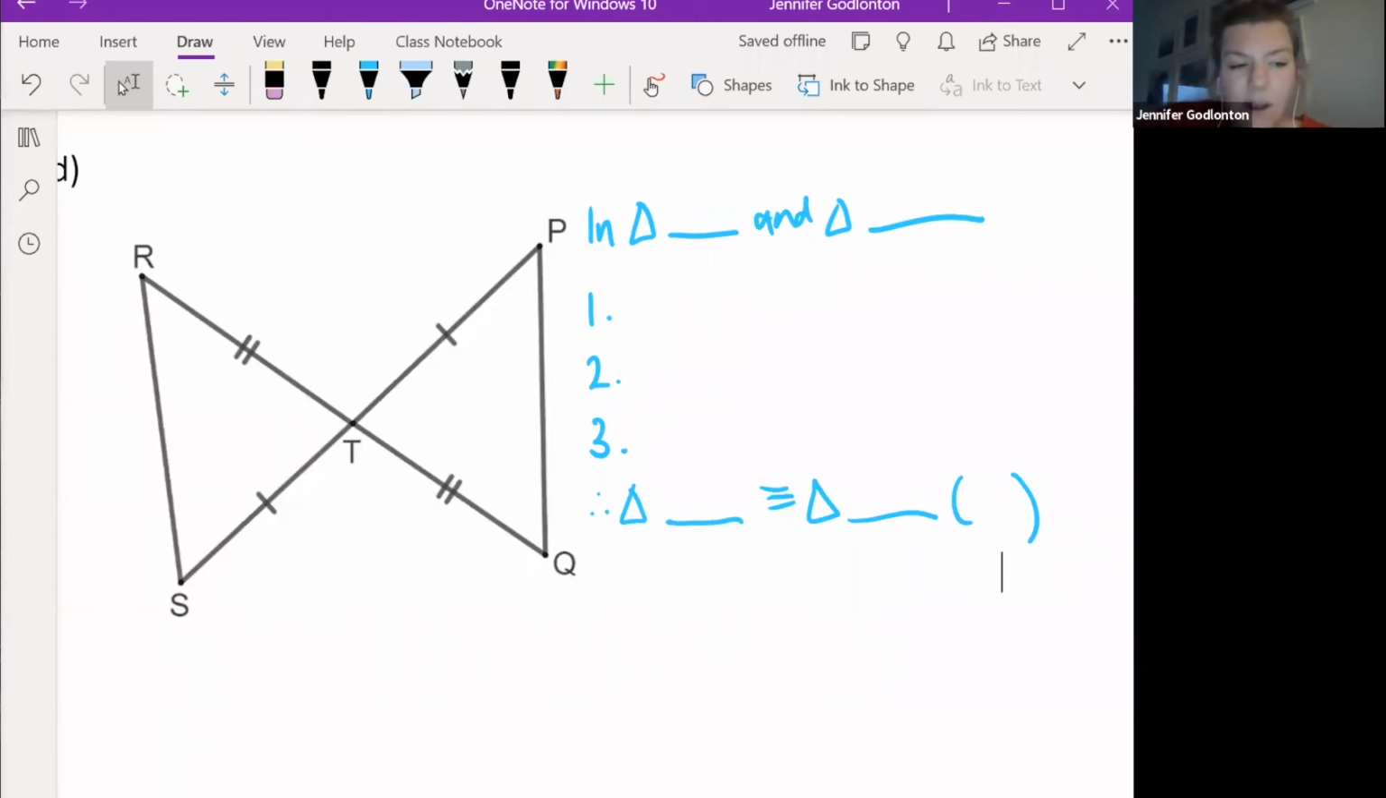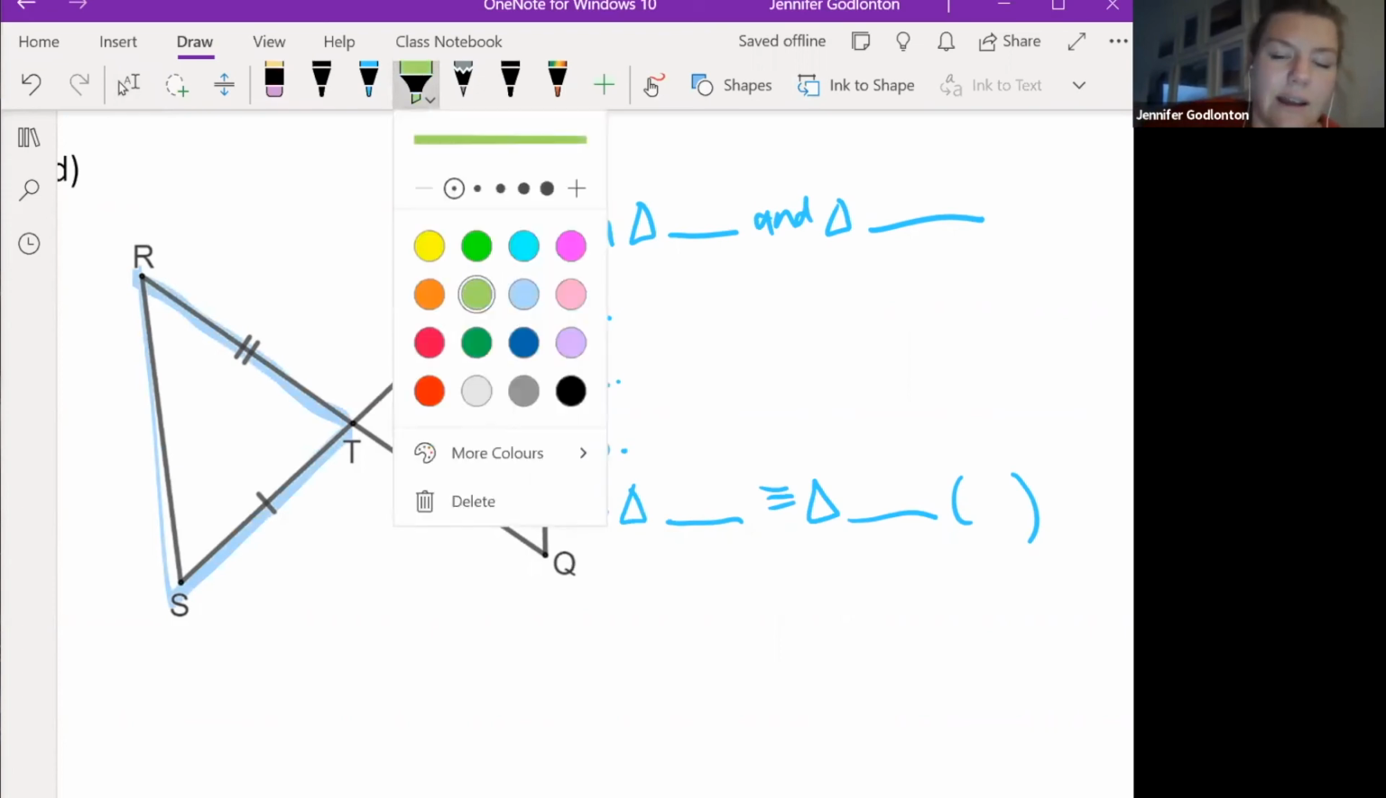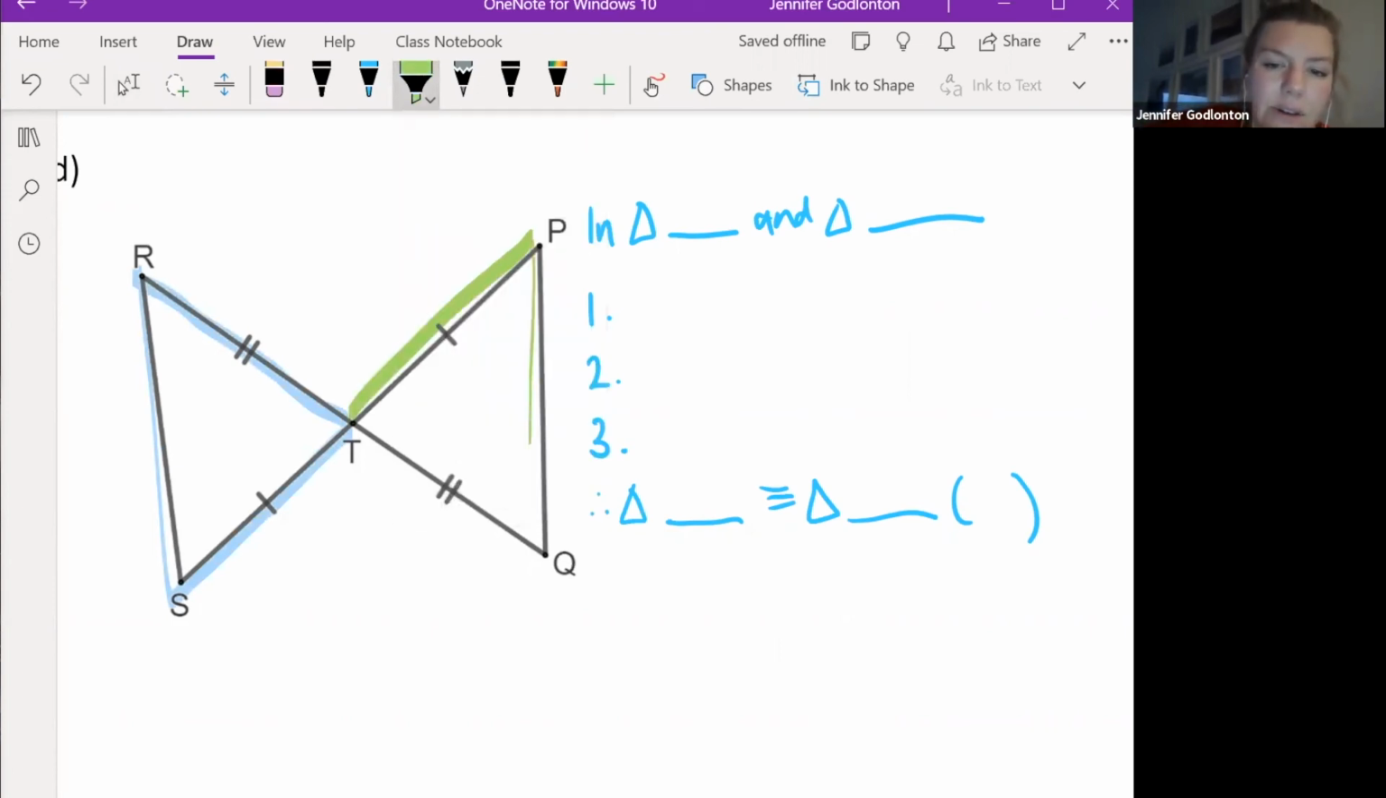In this one, Mikle, nothing will be common because there isn't anything that is actually part of both triangles. If I highlight that triangle, and then I highlight this triangle, you'll see that none of those lines overlap with each other and none of the angles overlap. So there wouldn't be anything in common in this one.